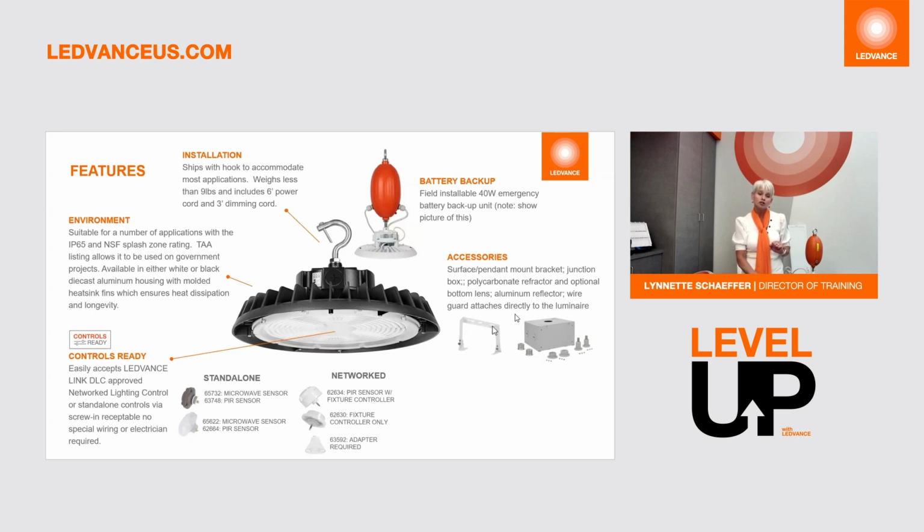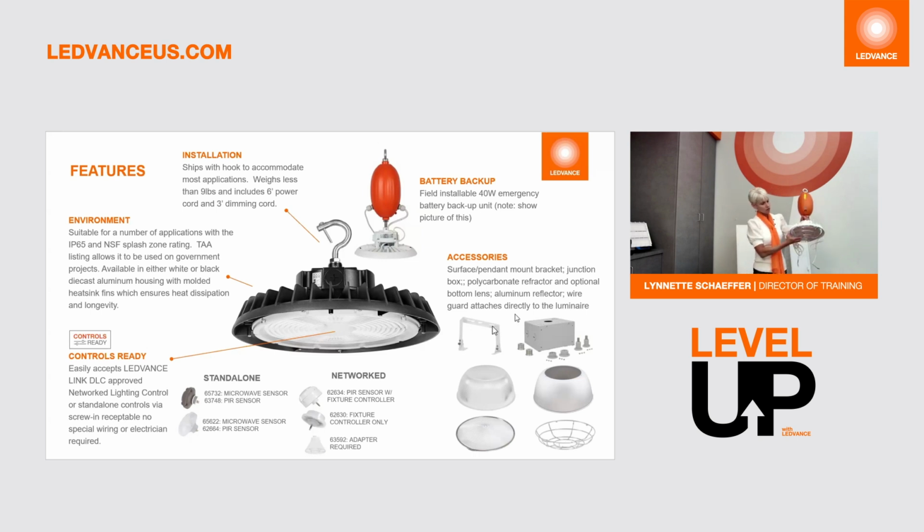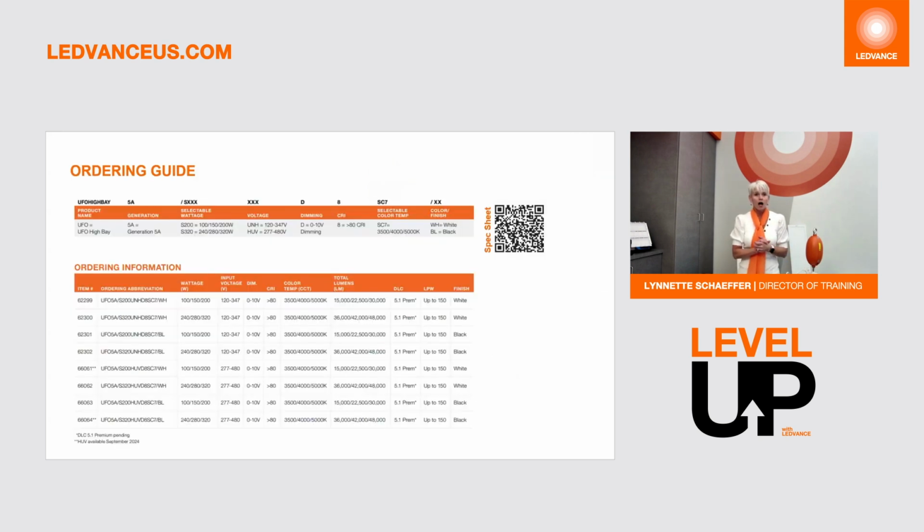Okay. As I mentioned earlier, we do have the polycarbonate lens, which would be something that you would actually attach to the polycarbonate refractor. And then, of course, we do have the aluminum reflector, and we also have a wire guard as well that you can also put on the luminaire directly as well, like so. Okay, so those are all the really cool accessories that are available. This is just the ordering guide in case you guys are interested in what the item code is. It's on here. Of course, you can also scan the little spec sheet, and that will also bring you to all the other information about the product as well.